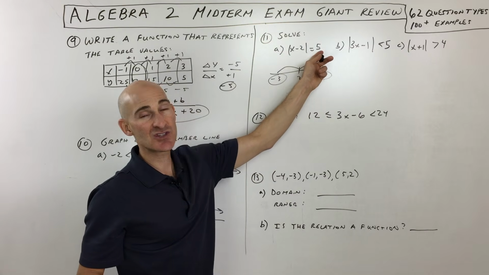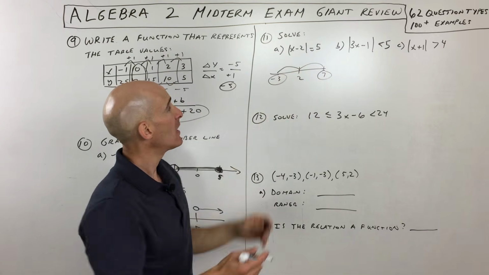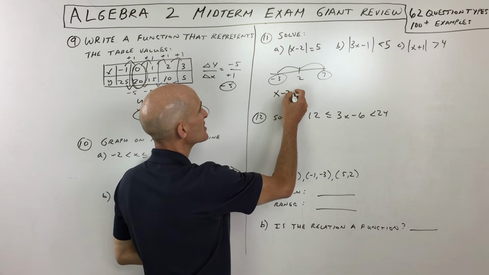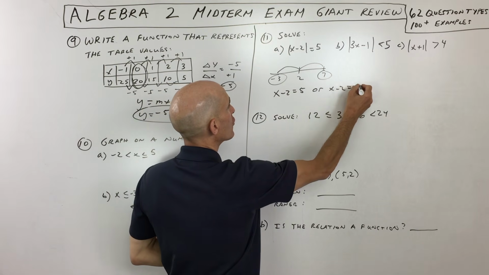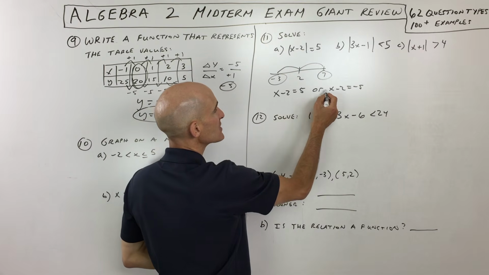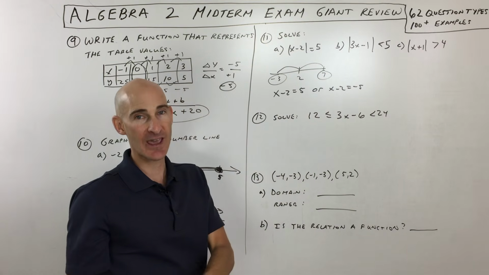Same thing with 7, 7 minus 2, take the absolute value, that's 5. But a lot of times students want to know, how do I actually set up the problem? And what I would do is I would write two equations. I'd say x minus 2 equals +5, or x minus 2 equals -5.